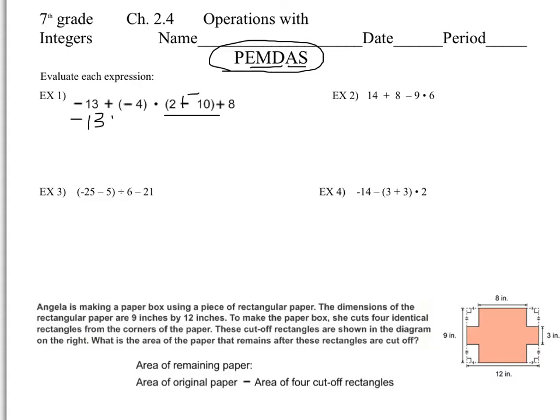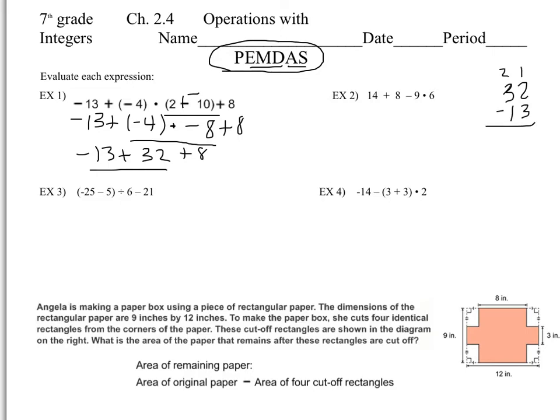So I'm going to rewrite the whole rest of the problem, bring down my times, and then 2 plus -10 is -8 plus 8. Okay, now I look for multiplication and division. I have some right here. So -4 times -8 is 32. And since we have an even number of negatives, it's positive 32 plus 8. -13 plus 32, those signs are different, so we need to subtract. Do my work over here. That's going to give me 19. So I have 19 plus 8, which is 27. Okay, that's the first one.